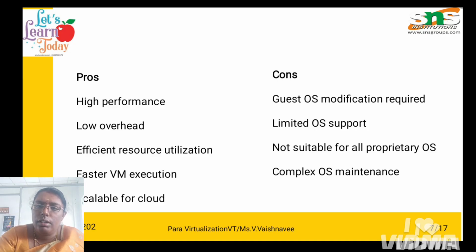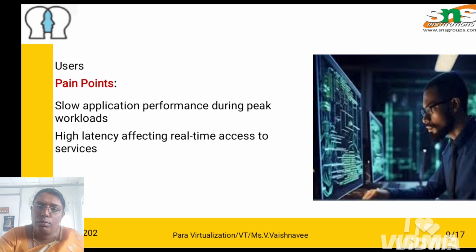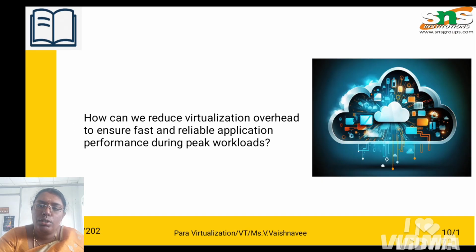Let's look at a real-world problem. Google faced a performance issue while running large-scale internal services using full virtualization. It faced problems like high virtualization overhead, resource inefficiency, and slow response during peak loads. The user pain point is slow application performance, high latency, and delays in real-time services. This directly affected user experience and service reliability, like a website becoming slow during festival sales. So the problem here is: how can we reduce the virtualization overhead and ensure fast and reliable performance, especially during peak workloads?